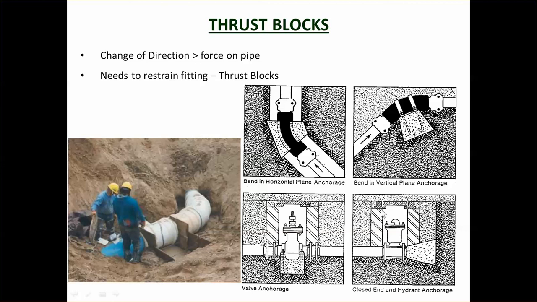So thrust blocks take that force and transfer it to the surrounding soil, normally made out of concrete. So you've got a pipe coming around the corner here, and you can see the guys are just casting in a concrete thrust block, which will support the pipe against sort of pulling apart. So thrust blocks are like structural elements sort of holding the pipe together.